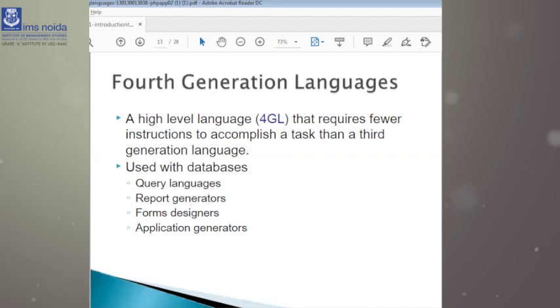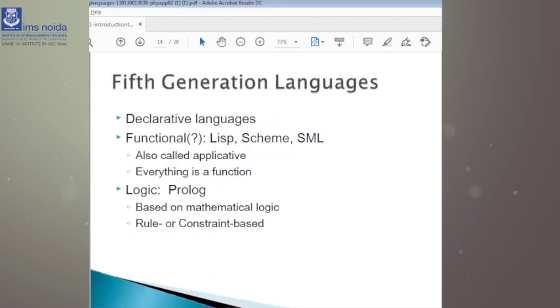So the programs developed in these languages are highly portable as compared to the programs developed in the languages of other generations, like SQL, CSS, ColdFusion. These are the examples of this language.